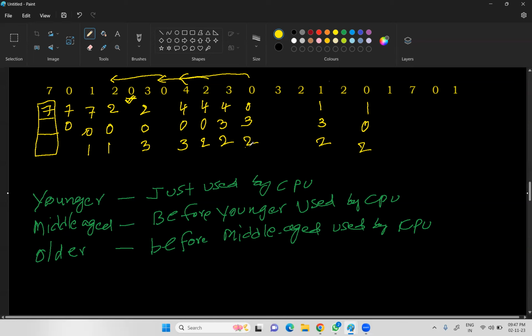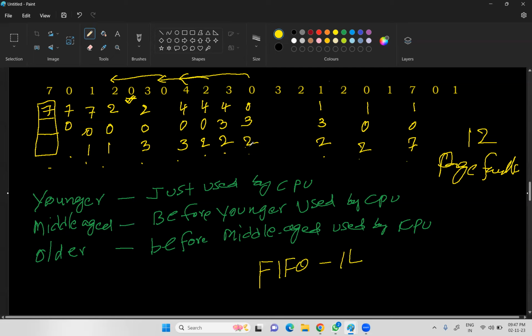Then 1 is available, 7. 7 in the sense 2 will be very older as far as 1, 0, 2. 2 is very older. So therefore 1, 0, 7. 1 is available, 0 is available, and 1 also available. You can count 1, 2, 3, 4, 5, 6, 7, 8, 9, 10, 11, 12. In FIFO, the same kind of page faults can be produced as 14.